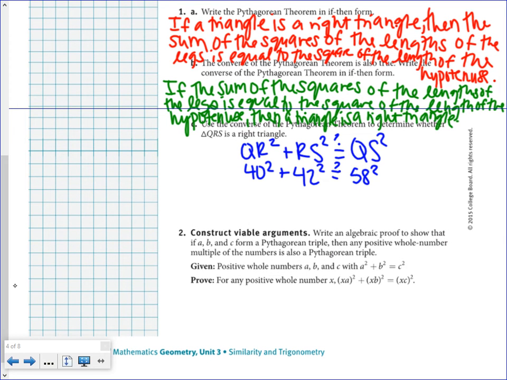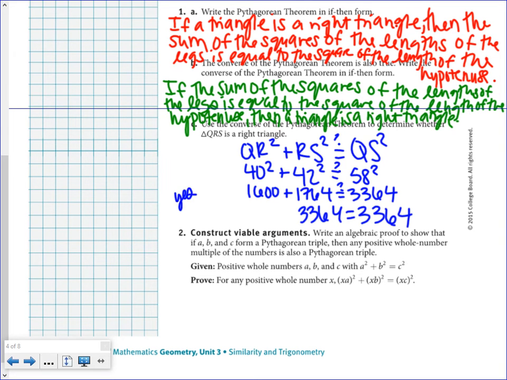So 40 squared is 1600, 42 squared is 1764. Does that equal 58 squared, which is 3,364? So if you add those two together, 3364 does equal 3364. So is it a right triangle? Yes. And the reasoning is the converse of the Pythagorean theorem. So we do have a right triangle.